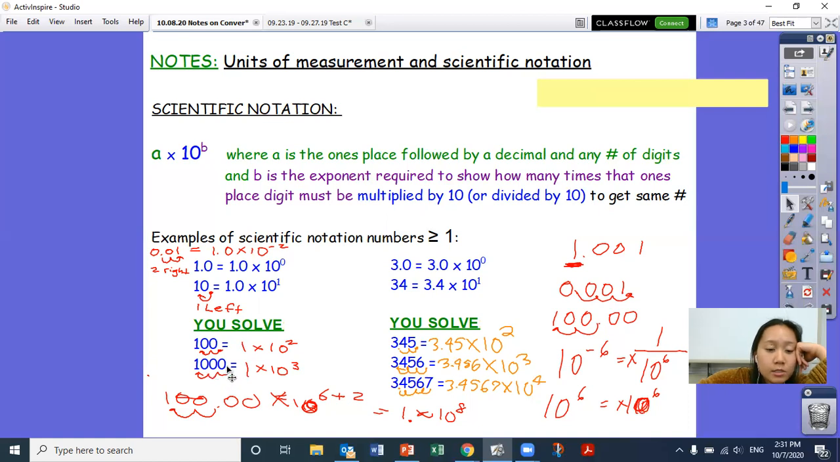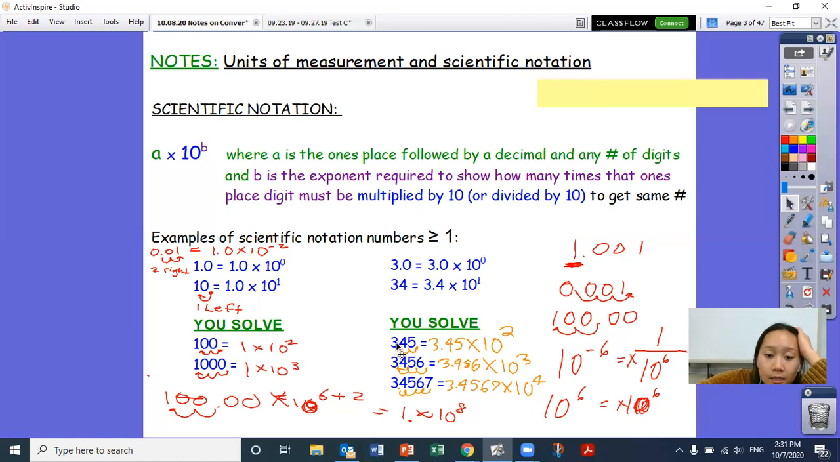Similar idea to the 1000. Now, the decimal is still behind the original last 0, and we want to move it right behind the first non-zero number. So we're going to move it right behind the 1. So we're going to go 1, 2, 3, and it's going to settle right here. And we're going to have 1 times 10 to the, how many times did we move it? 1, 2, 3, 10 to the power of 3. Is this 3 going to be positive or negative? Is 1000 bigger or smaller than 1? It's bigger, so this is going to be positive.